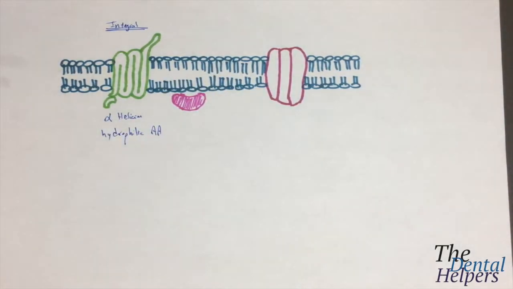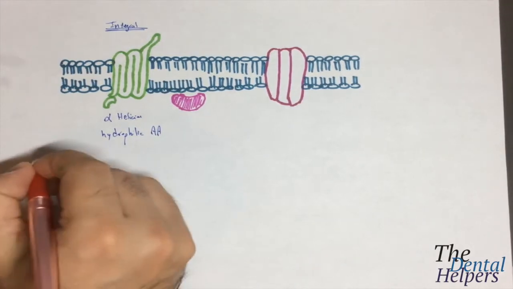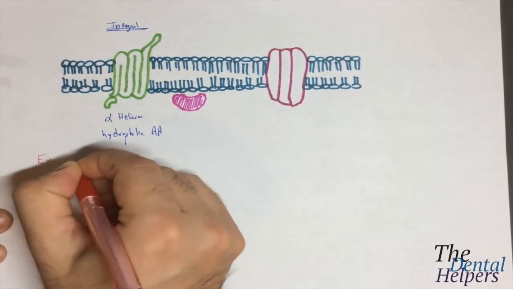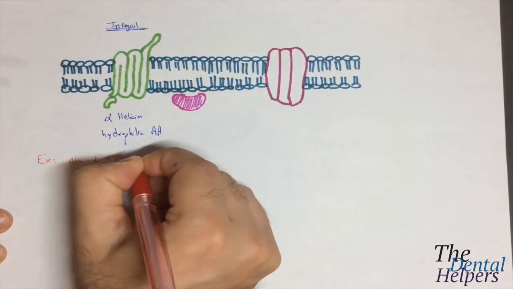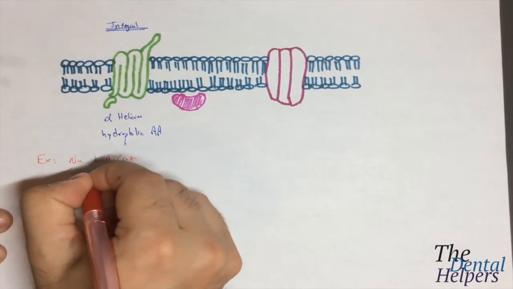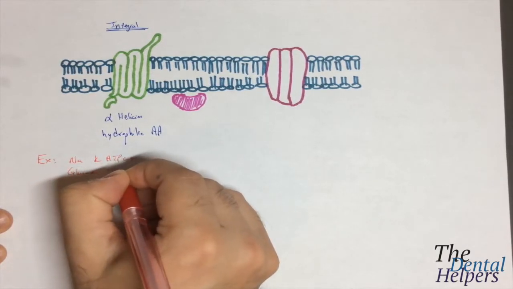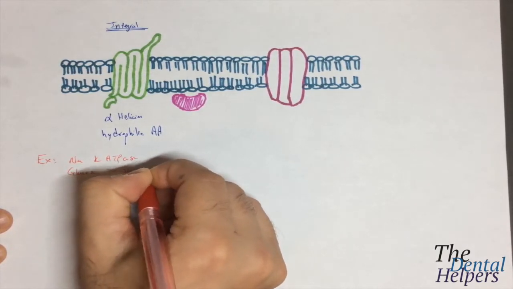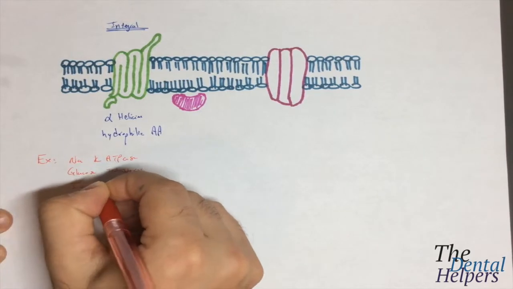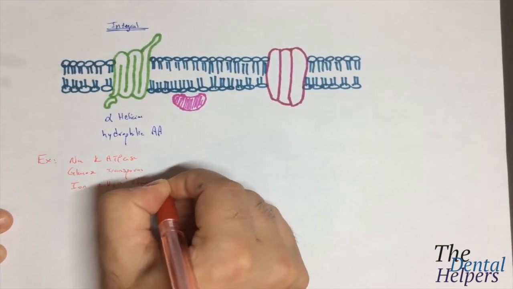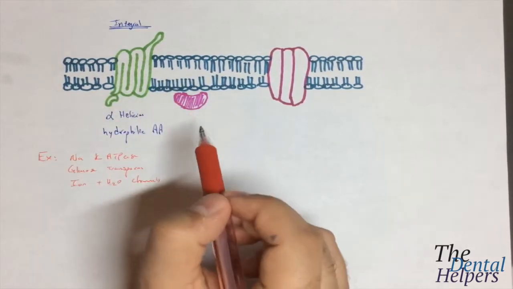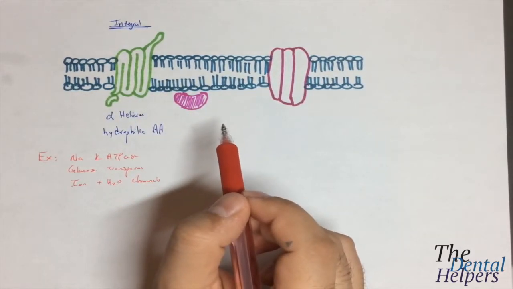And some examples associated with this. The examples that I can give you are the sodium potassium ATPase, glucose transporters, and the ion water channels. And these are specific towards the integral proteins.